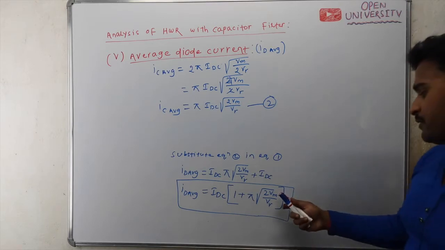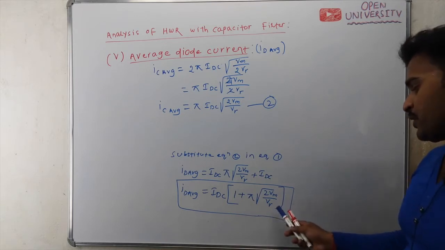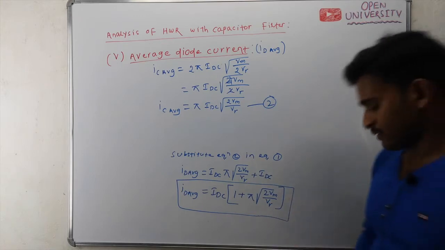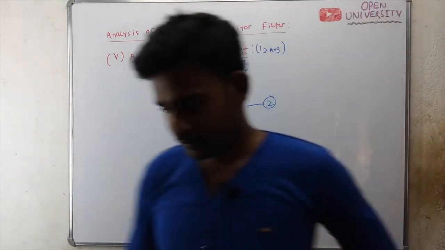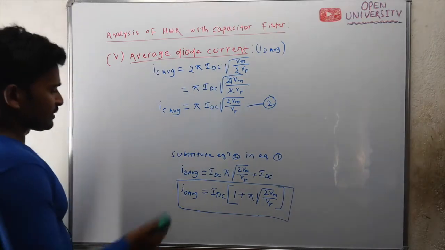What is Vm here? Vm is the maximum value of input voltage. What is Vr? Peak to peak ripple voltage. What is IDC? IDC is the average DC output current, or DC output current. So give the next heading.